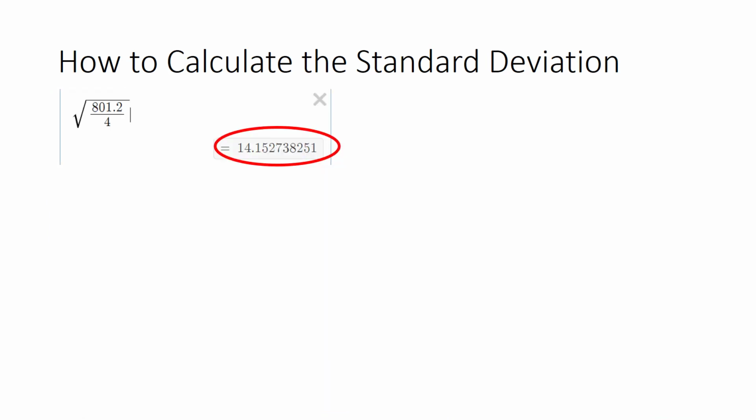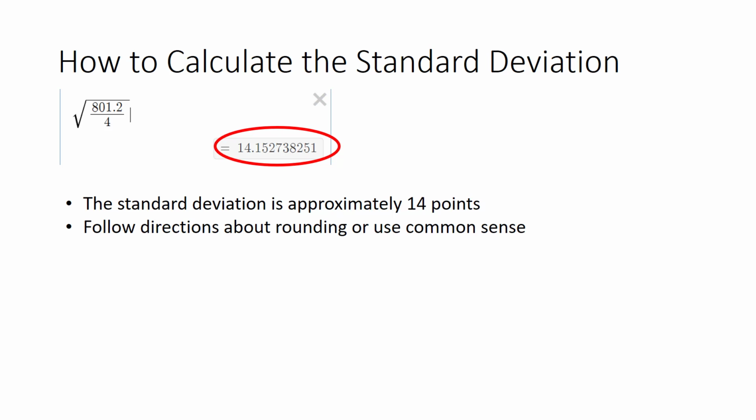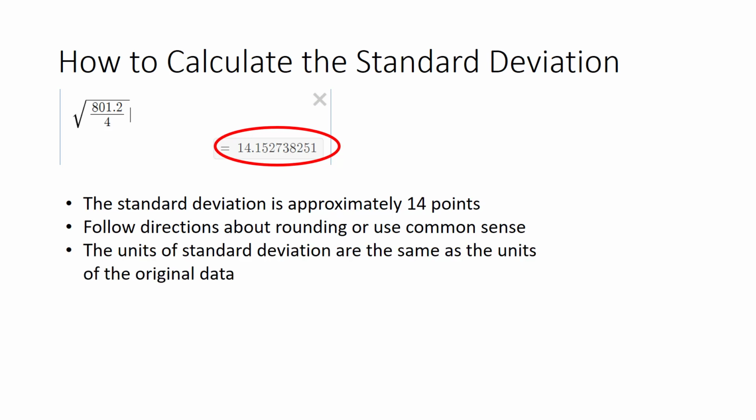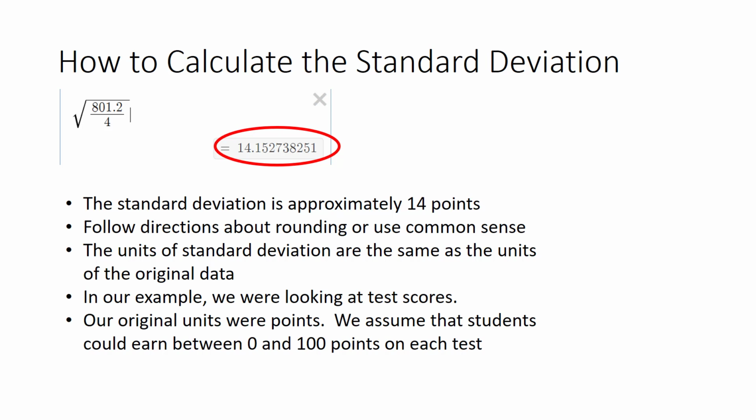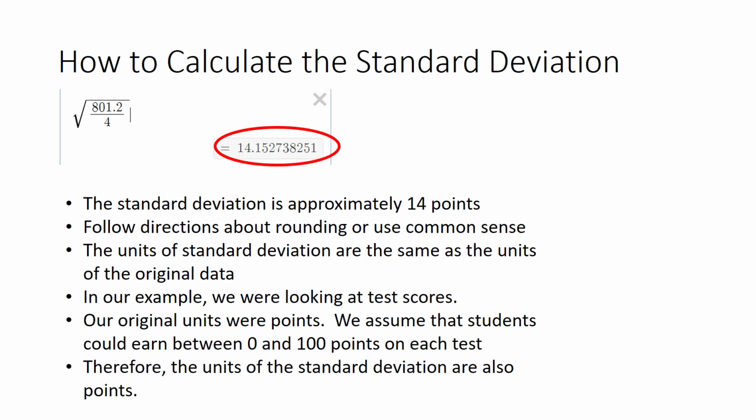So let's discuss what the standard deviation actually means. This means that the standard deviation is approximately 14 points. Notice that I had to round my standard deviation. As you go through and work these problems, you may be given specific directions about how to round. Otherwise, you're going to have to use your common sense. Also, it's important to understand that the units of standard deviation are the same as the units of the original data. In our example, we were looking at test scores. Our original units were points. We assumed that students could earn between 0 and 100 points on each test. Therefore, the units of standard deviation are also points.